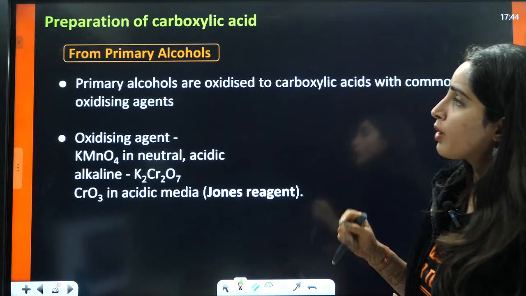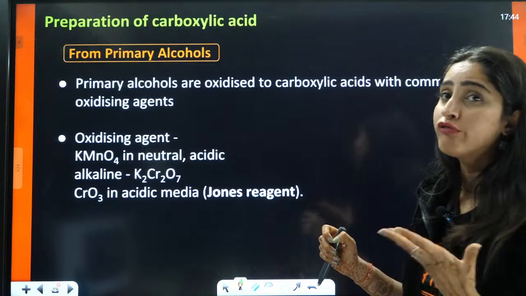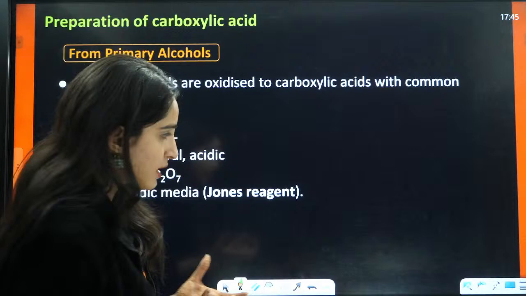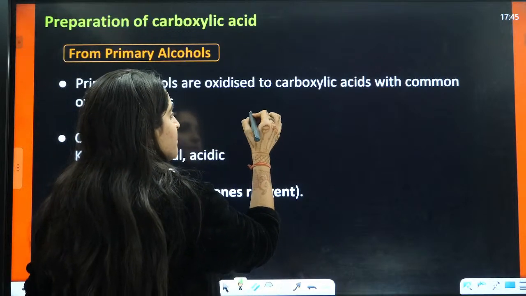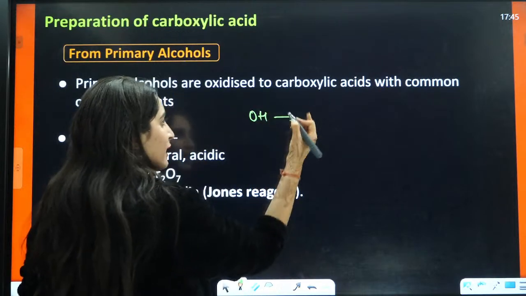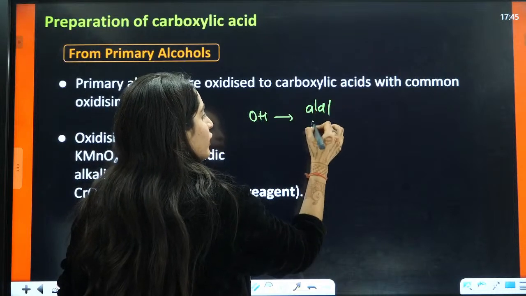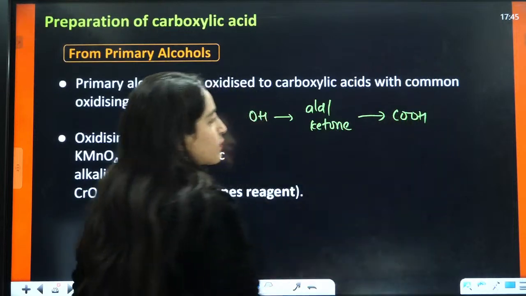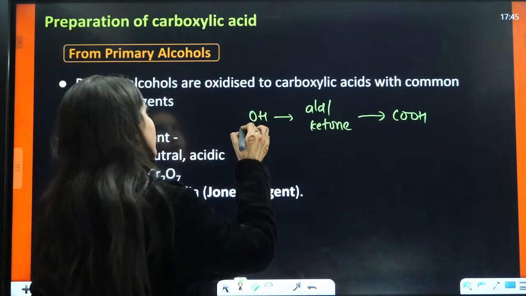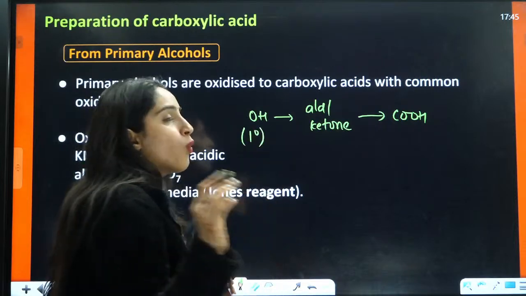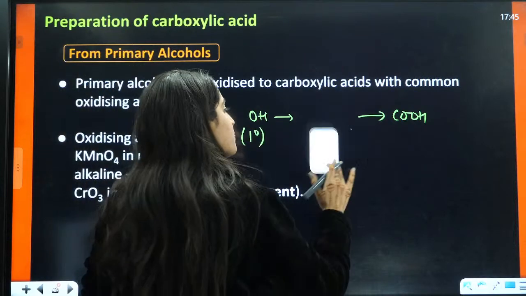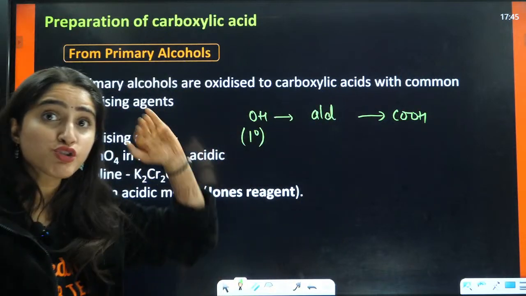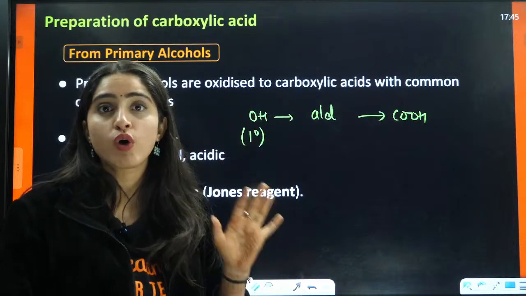So firstly, let us talk about how to form carboxylic acids from primary alcohols. So definitely by using oxidizing agents, right? If you have alcohol, then with a mild oxidizing agent, it will be converted to aldehyde or ketone. But with a strong oxidizing agent, it will be converted to carboxylic acids. And we know that if that alcohol is primary, only then that is possible, because primary alcohol on mild oxidation is converted to aldehyde. Then after strong oxidation, it is converted to carboxylic acid.